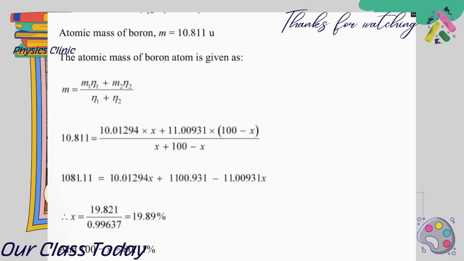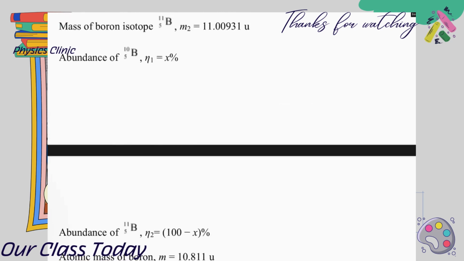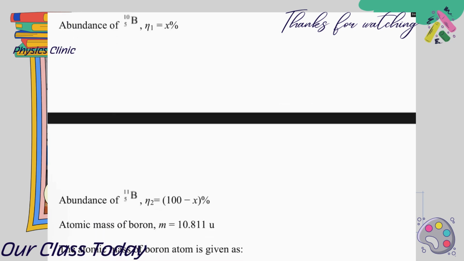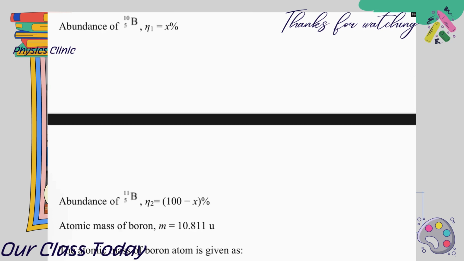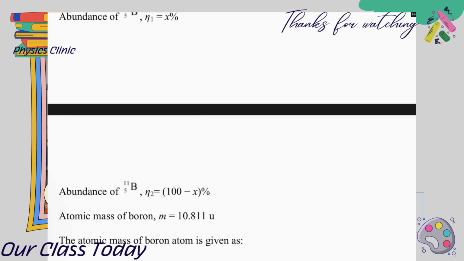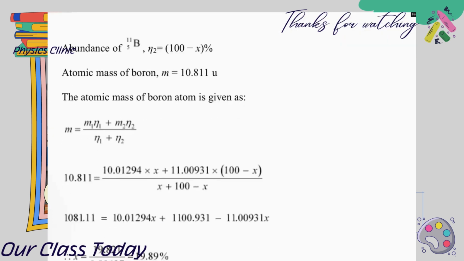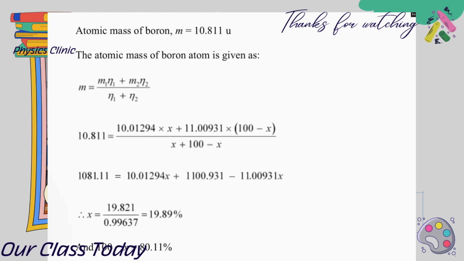So let the abundance of the boron 10 be X percentage, which means the abundance of boron 11 will be 100 minus X percentage. So out of 100 percentage, abundance means the availability of the boron on the earth. Okay. So its abundance on earth depends upon its availability. So out of 100%, we can take boron 10 as X percentage and boron 11 as 100 minus X percentage. So the same formula you can apply.